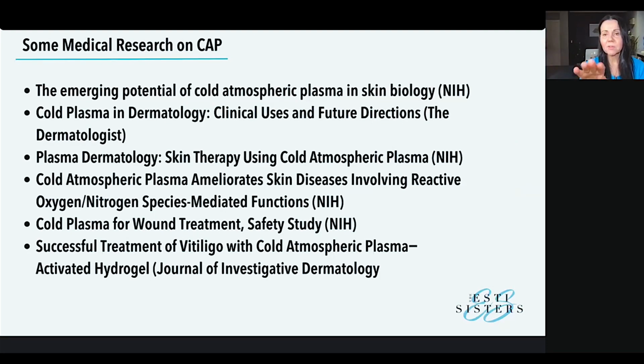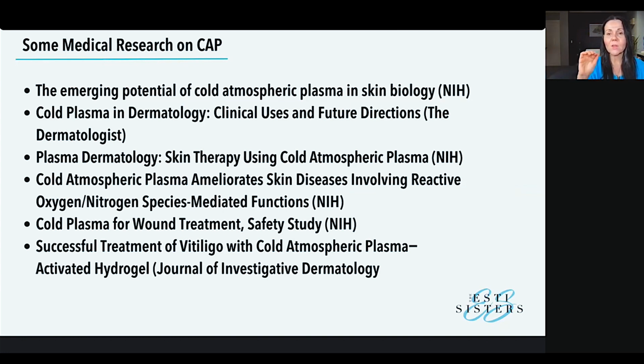And these are the articles that I'm going to put for you guys in the Esti Sister group. This is only the tip of the iceberg of things that you're going to find. The emerging potential of cold atmospheric plasma in skin biology. Many of these are from the National Institutes of Health, cold plasma and dermatology.